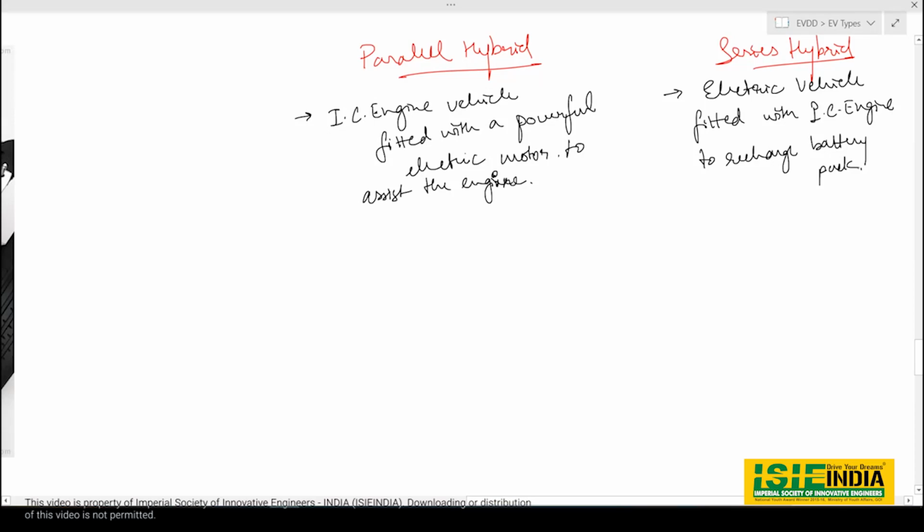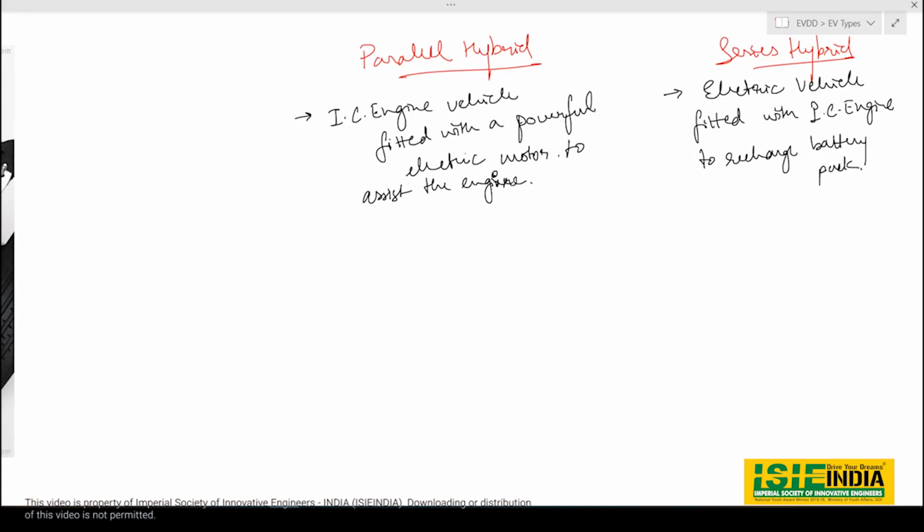So parallel hybrid is basically an IC engine vehicle where you are attaching a powerful electric motor to assist the engine and to drive the vehicle and everything. Series hybrid is an electric vehicle, and you are placing an IC engine in that vehicle to recharge the battery pack, so that you don't have to worry about the range. This is the major difference between parallel and series hybrid vehicles.